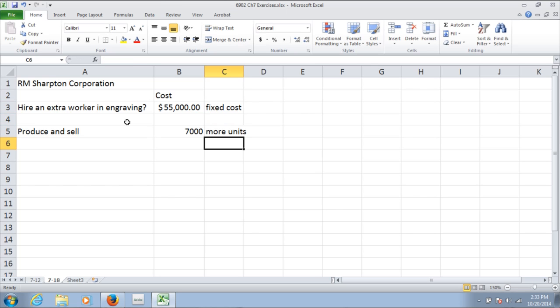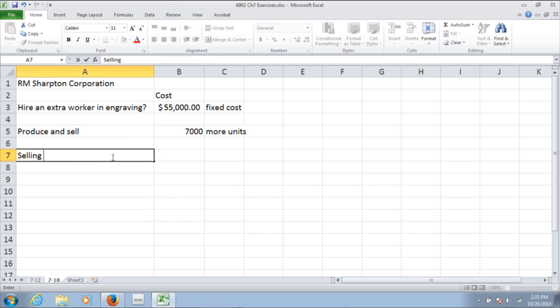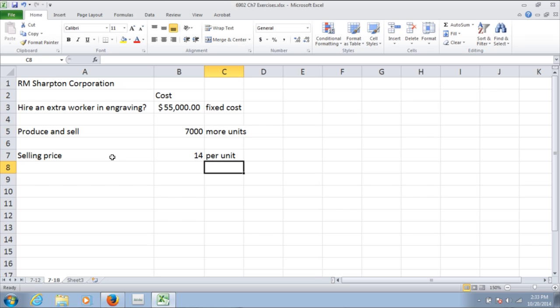Now, if indeed they're able to produce and sell 7,000 more units, is it worth their while? In order to analyze this, what we want to do is compare the increase in contribution margin to this increase of fixed costs of $55,000. We're presented some information here. We have a selling price, which is given to us at $14 per unit.